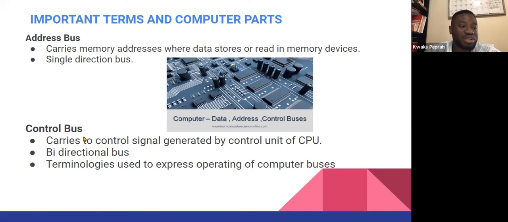Also, we have the control buses. Control buses are used to carry control signals generated by the central processing unit, or the control unit of the central processing unit. It is also a bi-directional bus. And here is an example of a control bus. Regarding the terminology used to express the operation of a computer bus, the computer control bus is how the computer operates bi-directionally, and it controls the signal in the control unit of the central processing unit.